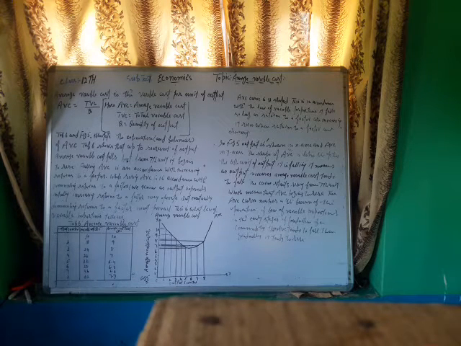Up to the 6th unit of output, it is falling. It means as output increases, average variable cost tends to fall. The curve starts rising from the 7th unit.